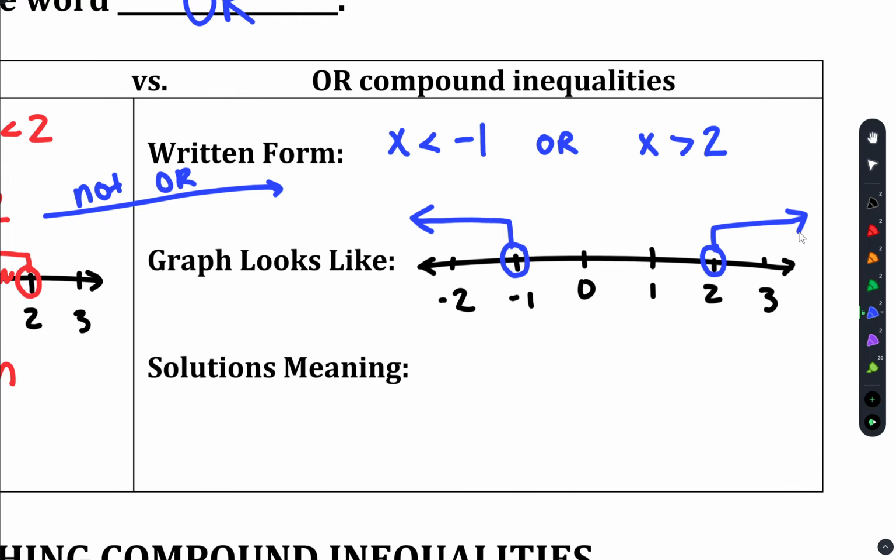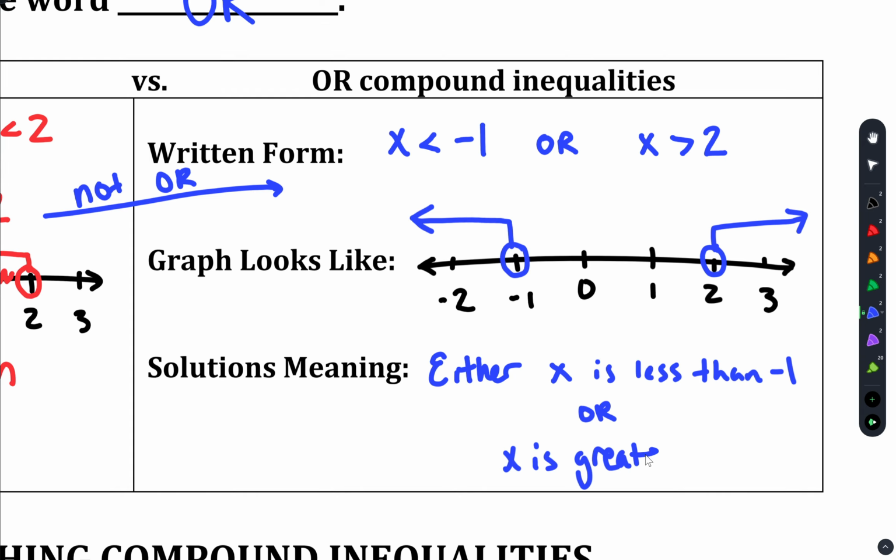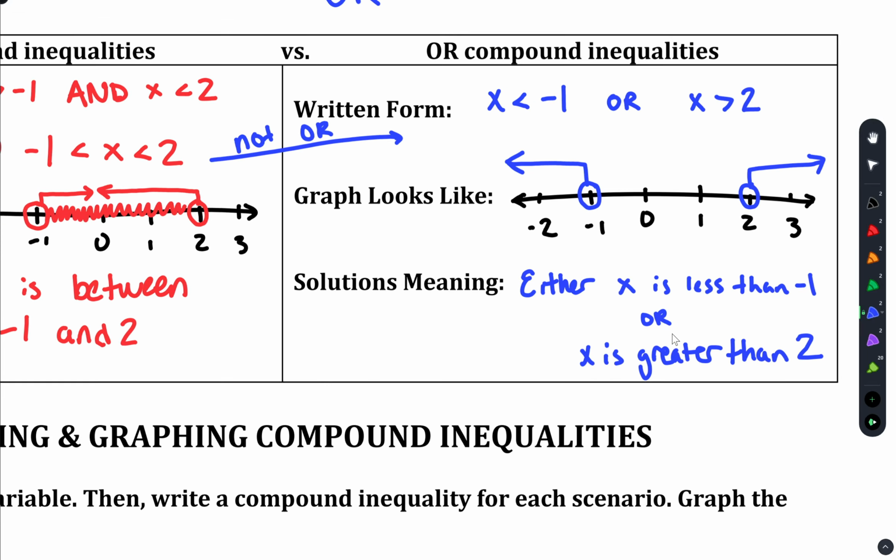Any questions on that? So what this means is either x is less than -1 or x is greater than 2. Any questions on that? Can we read that? Sorry, I'll make it a little smaller.